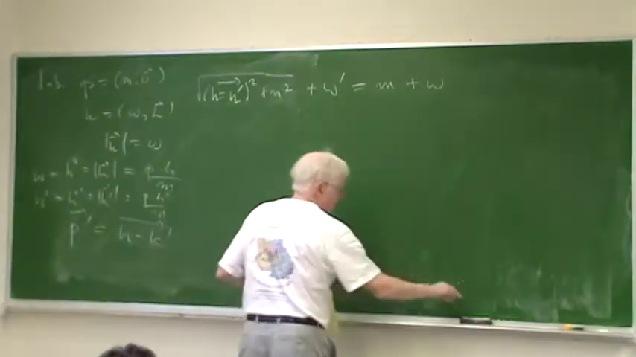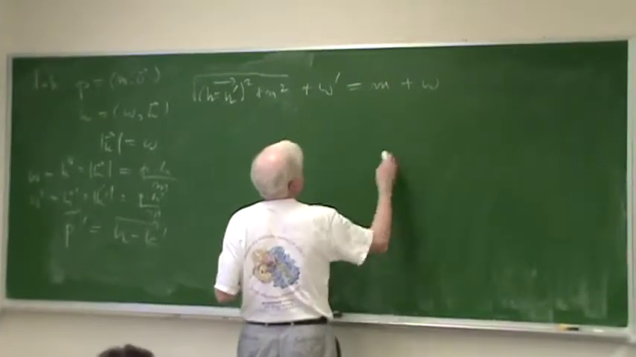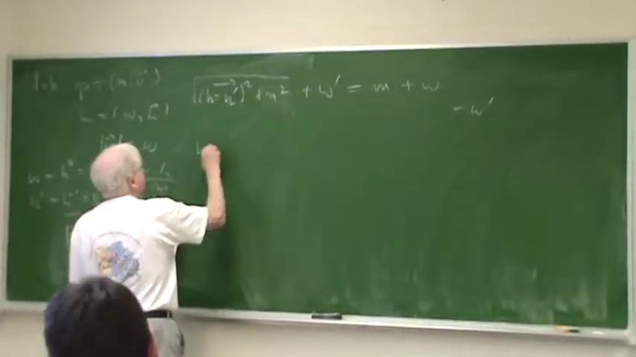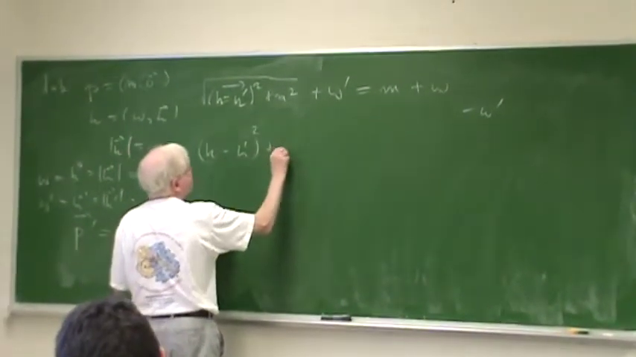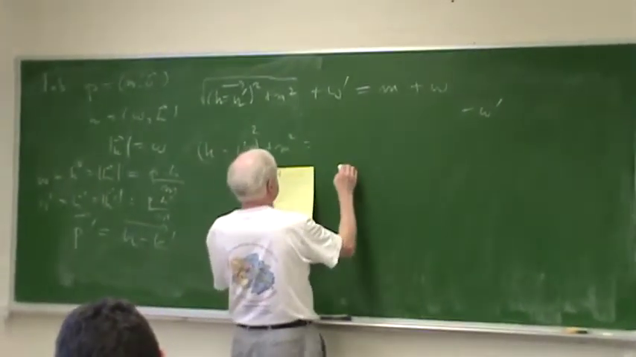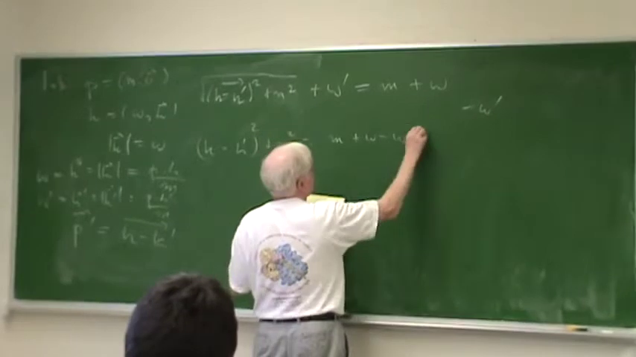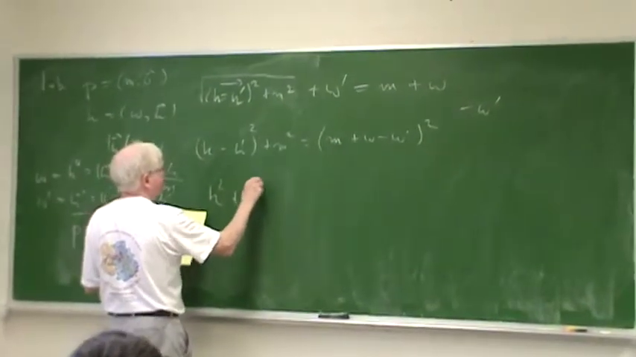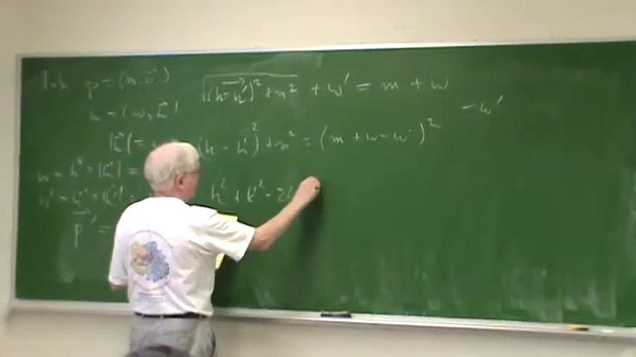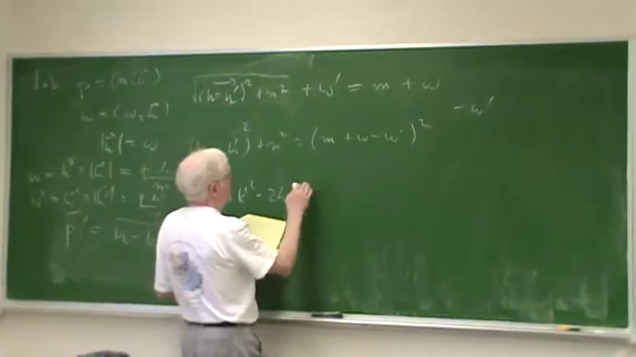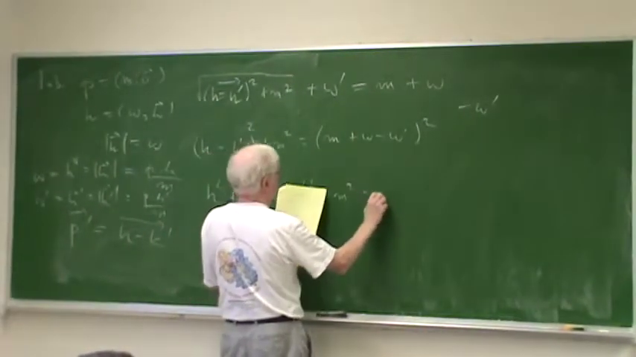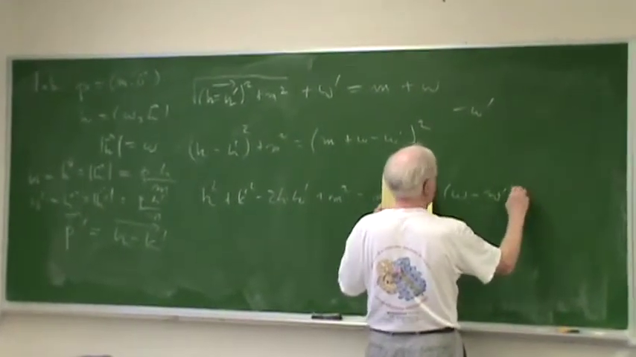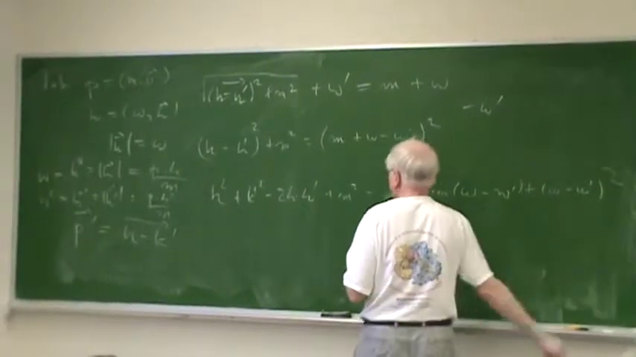The first thing to do is move the omega prime over there and square it, and then you have k minus k prime squared plus m squared equal to m plus omega minus omega prime squared. And what does this give you? This gives you k squared plus k prime squared minus 2 k dot k prime. Well, that's basically the scattering angle there. Plus m squared equals m squared plus 2m times omega minus omega prime plus omega minus omega prime squared.